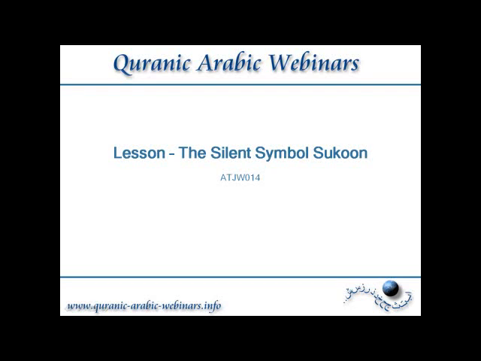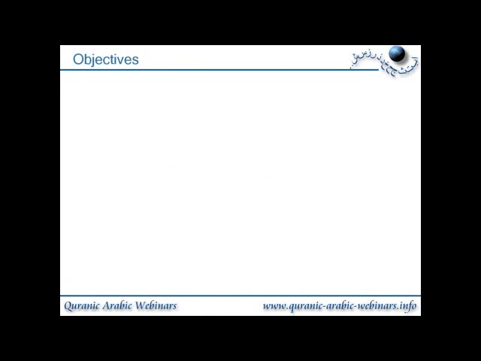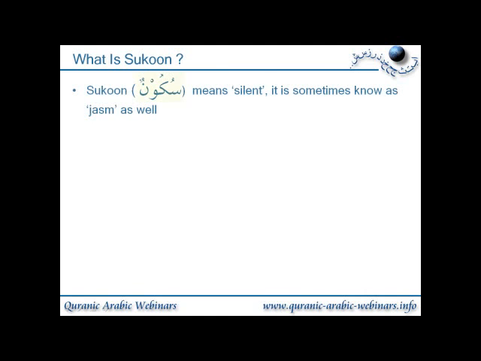This lesson is about the silent symbol Sukoon. Objectives. We will learn what Sukoon is and how it is used in Arabic. So what is Sukoon? Sukoon, here we see the word actually written in Arabic, means silent. It is sometimes known as Jasm as well, so it's called Sukoon.